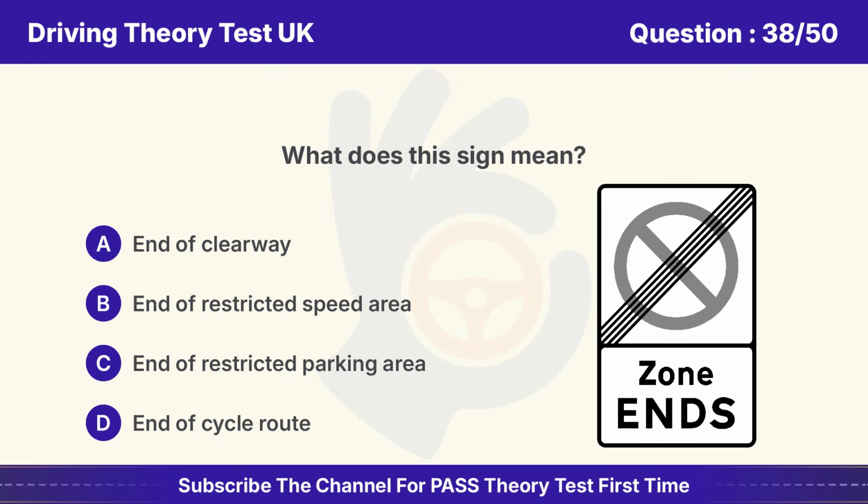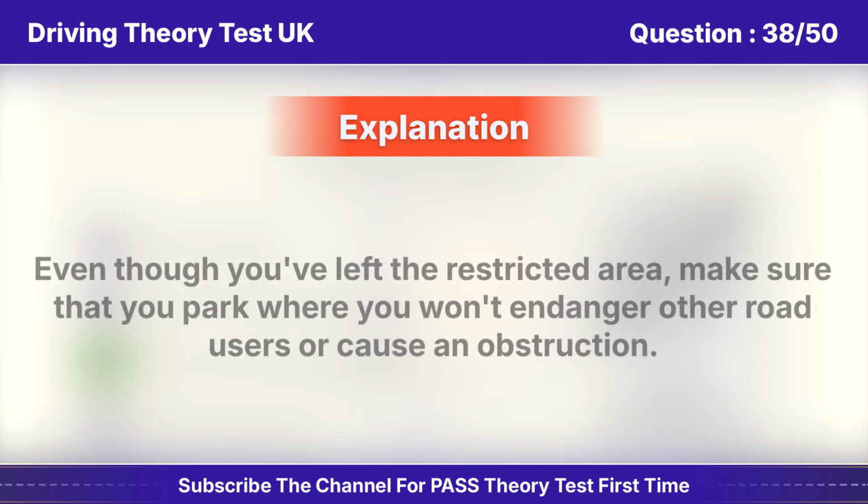Question 38. What does this sign mean? Answer is C. End of restricted parking area. Even though you've left the restricted area, make sure that you park where you won't endanger other road users or cause an obstruction.